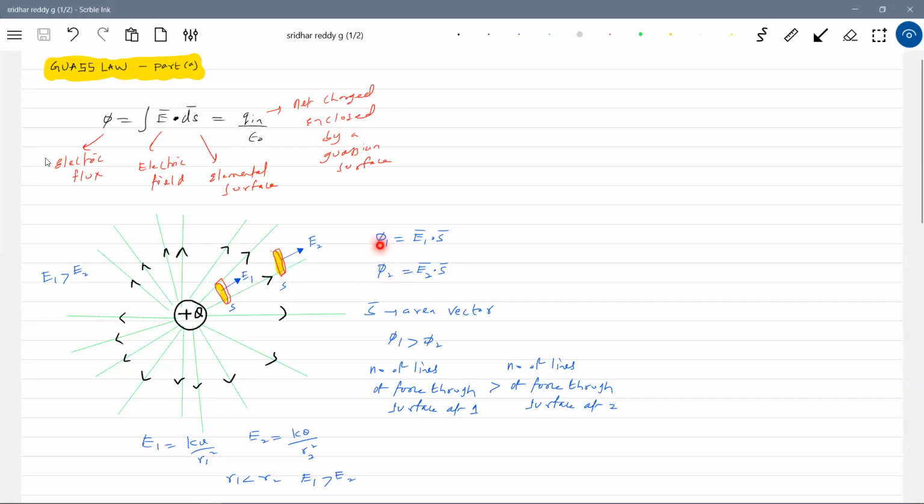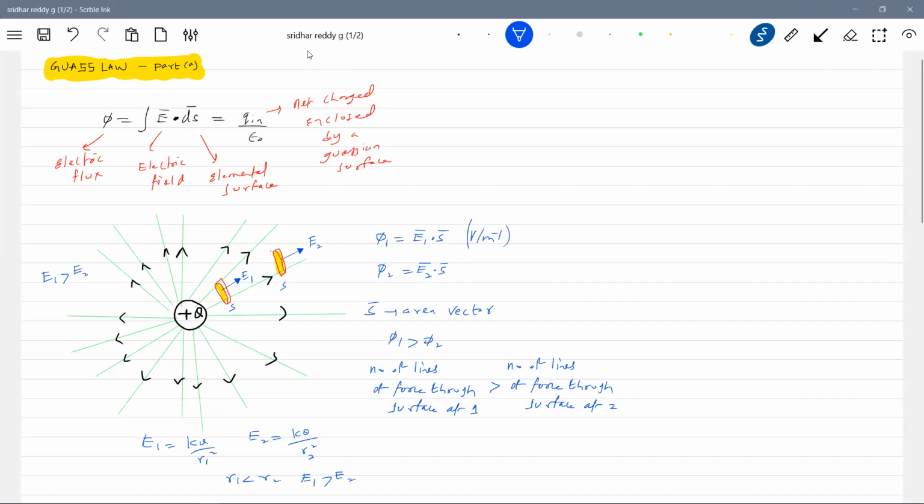So what is electric flux? What can be the unit for this? What is the unit for electric field? Volt per meter. The electric field is volt per meter, and this is a meter square. So the unit will become volt meter. Okay, let's go further.